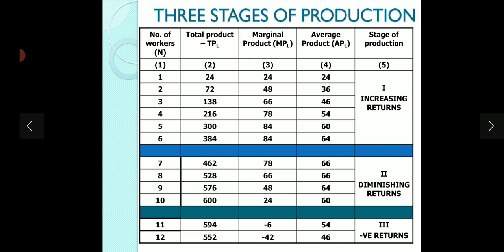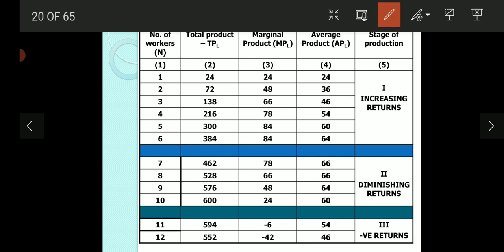So here is a graphical representation of this. This is a schedule that we have. Here you can see the number of workers, 1, 2, 3, 4, because only the labor is changing, so the number of workers are increasing. Here I see total productivity. First you see 24, 72, 138, 216. It is increasing very, very fast. It is increasing at an increasing rate.